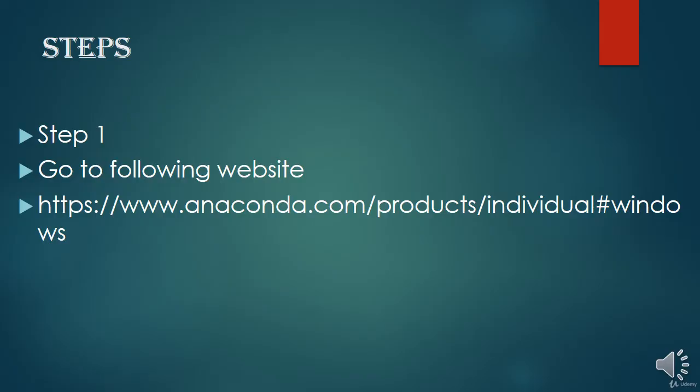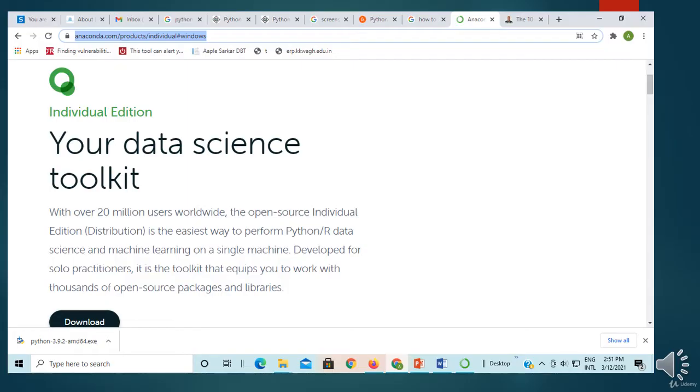The very first step is we have to go to the website, that is https://www.anaconda.com/product/individual. When you go to this website, you will find this web page. In the address bar you can see the address of this website. This website shows the download button, and it is nothing but your data science toolkit.